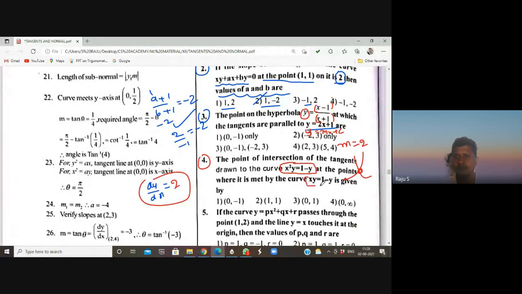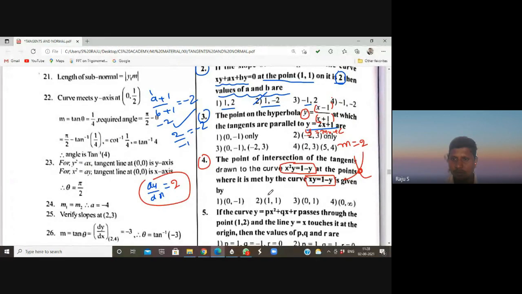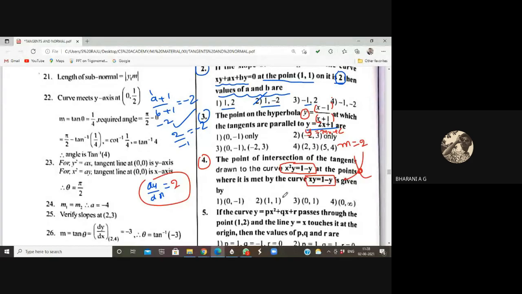Which of the following options? Yes. 1 comma minus 2. 1 comma 1.